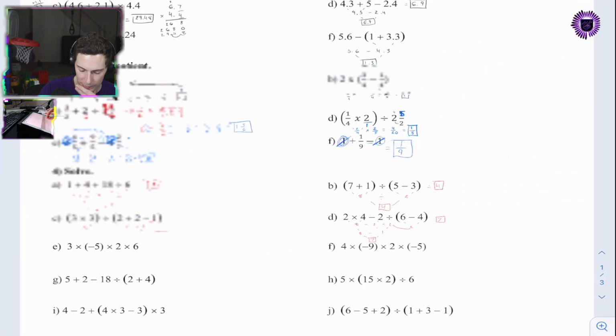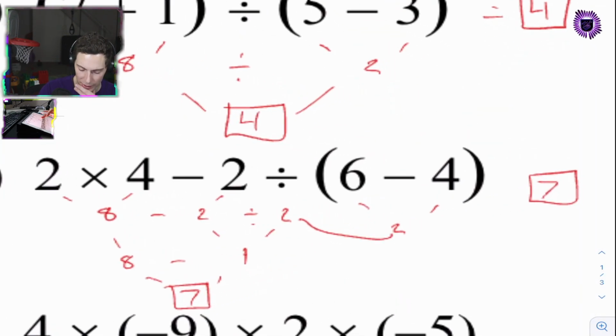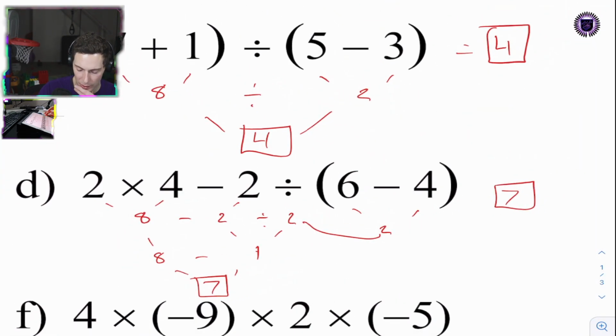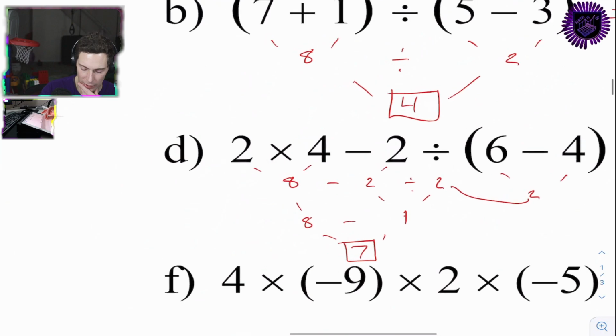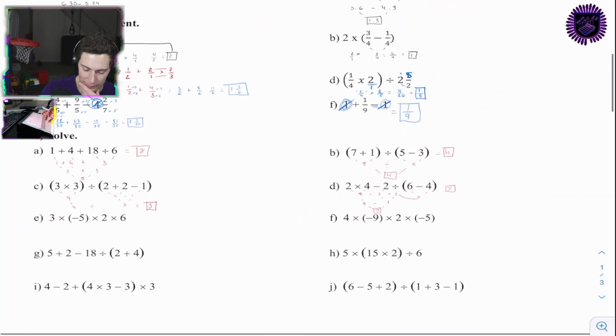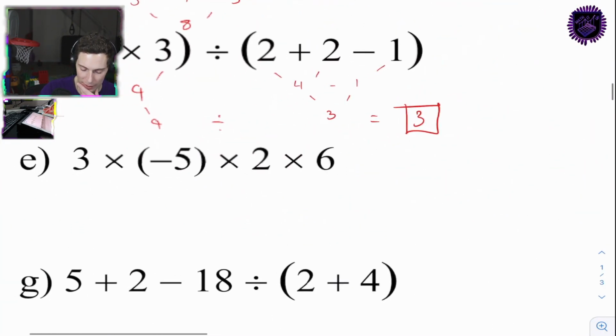7. I'm going to look at that one again. So 2 times 4, 6, 4, 2, 2 divided by, yeah, 2 divided by 2. Yeah, okay, that looks good, I think. Human, I make mistakes, but I think that looks good.